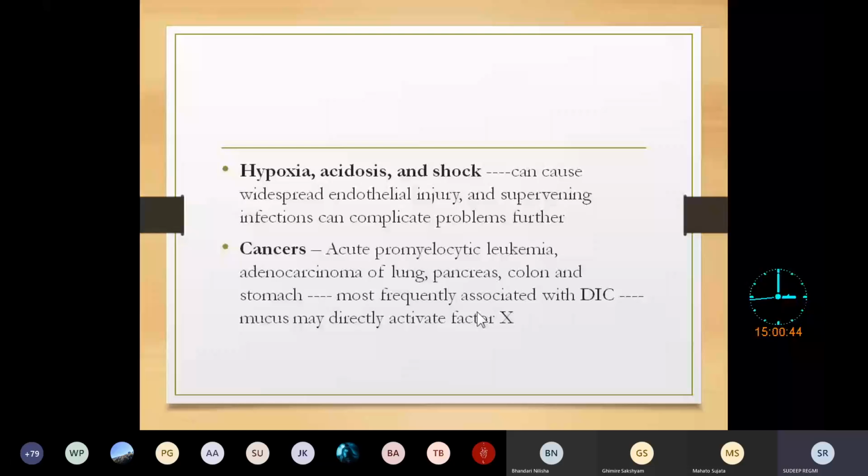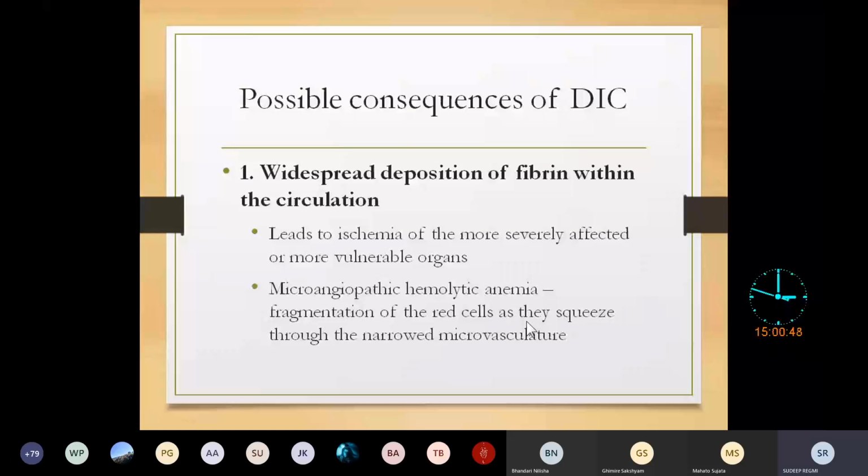Now, after all these, there is now disseminated or widespread intravascular coagulation. Now, what are the possible consequences? There will be widespread deposition of the fibrin within the circulation, which will lead to ischemia of the more severely affected or more vulnerable organs. And there will be microangiopathic hemolytic anemia due to fragmentation of the red cells as they are squeezed through the narrow microvasculature.